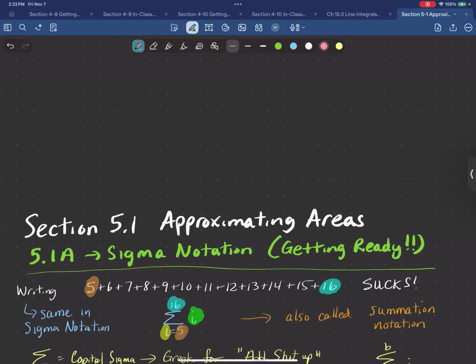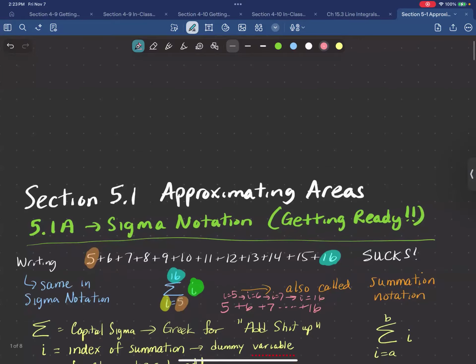So what this is telling the system to do is start at I equals 5, add that, then go up to I equals 6, add that, then go up to I equals 7, add that, and it keeps going until we get up to I equals 16, and we add that. So this is a shorthand way of writing that long summation. And we're going to take advantage of it.